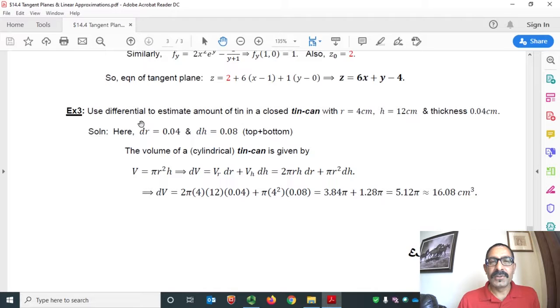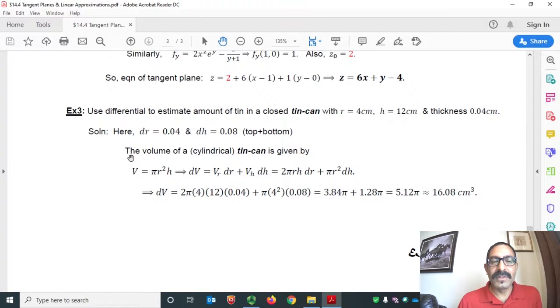Use differentials to estimate the amount of tin in a closed tin can with radius 4 cm, height 12 cm, and thickness 0.04 centimeter. So let's find dV here. In the solution, dr is 0.04, and dh equals 0.04 on the top and 0.04 on the bottom, so the total is 0.08 centimeter. That's why the change in height is 0.08.